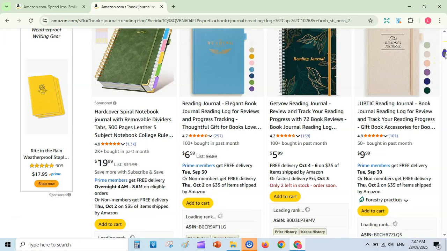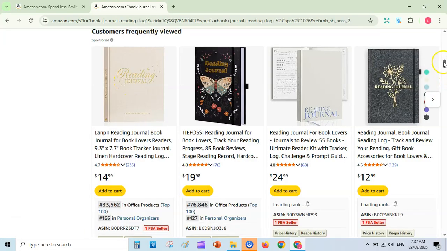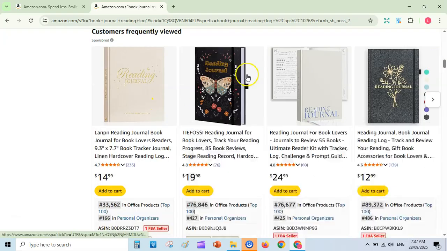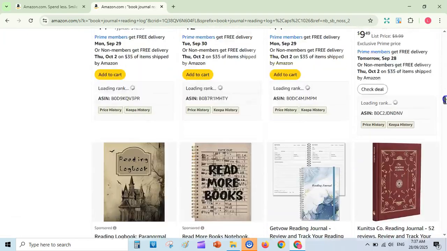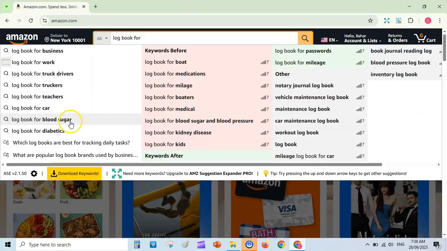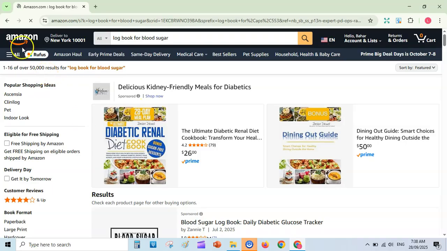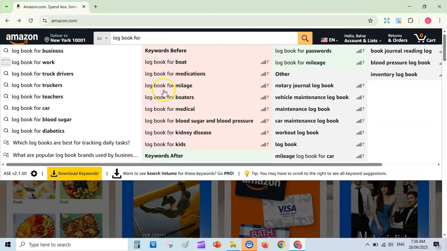These are all Amazon FBA sellers or brands. They are running ads, and this could be, I think, hard to compete here, because if you don't run ads, you may not end up making sales. That seems a tough niche. There are a lot of ads here. Let's skip this. Logbook for blood sugar, and let's see how it goes. Over 50,000. That is very, very competitive. Let's just forget that.